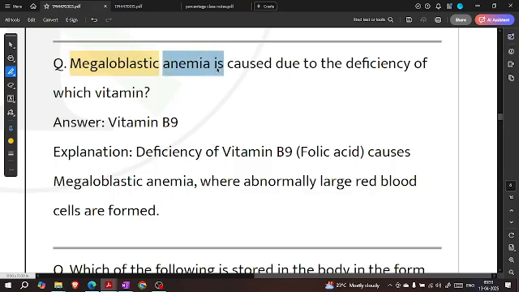Megaloblastic anemia is caused due to the deficiency of which vitamin? Vitamin B9. Deficiency of vitamin B9, folic acid, causes megaloblastic anemia, where abnormally large red blood cells are formed.